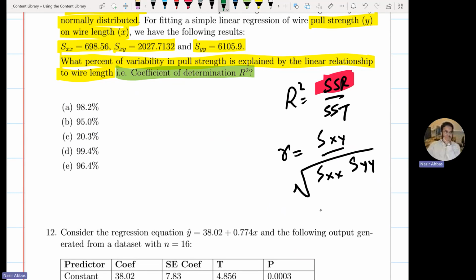Is this R or R square? R? 0.98 is R. Give me this one without squaring. 0.9909, that's it. Then square it to get 0.9818.